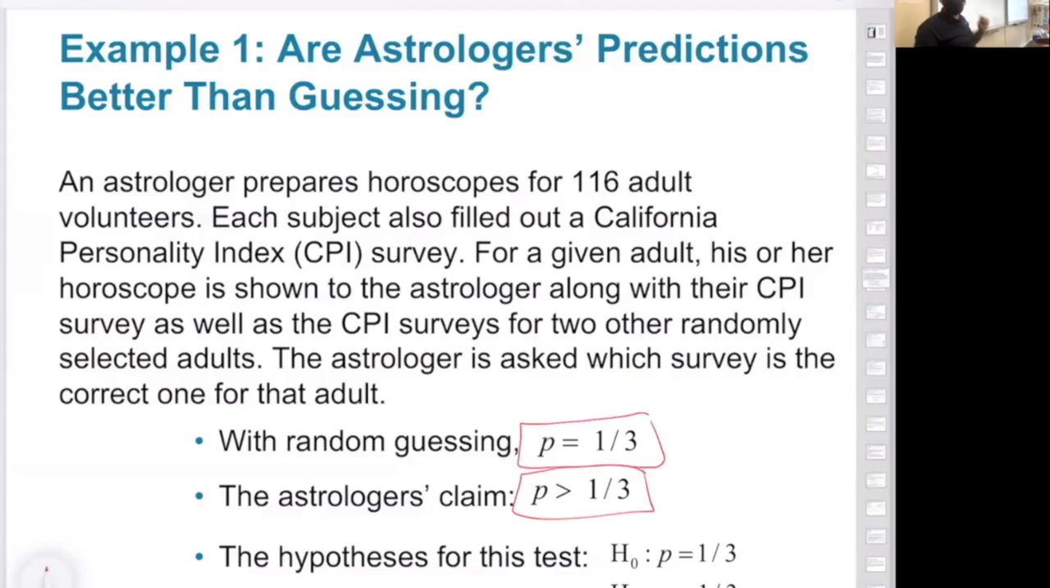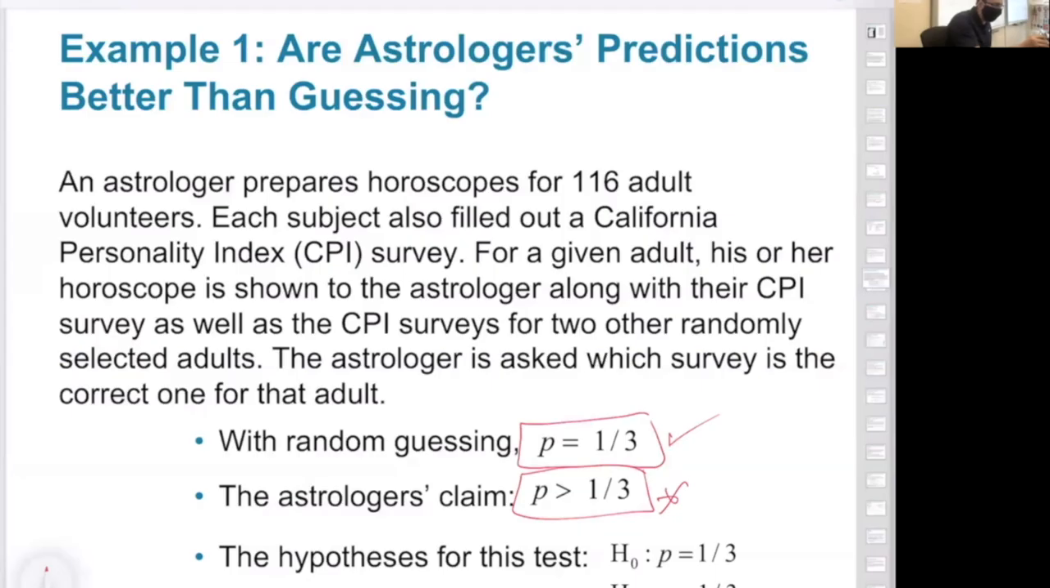This is the claim of the astrologer, and we want to check if this claim is true or false. Of course, you can do that not by this claim, but with this claim. Why? Because here you have just one point, one number. You can find the probability for it. But you will not be able to find the probability for all values greater than 1/3. So it's hard. In this case, you can formulate your hypothesis this way.